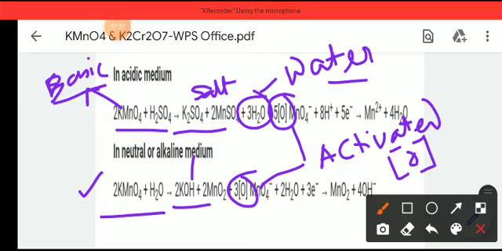Due to the presence of this activated oxygen, KMnO4 can act as an oxidizing agent in both the acidic medium as well as the neutral or alkaline medium. So whatever the medium will be, it doesn't matter. KMnO4 will act as an oxidizing agent in any medium.